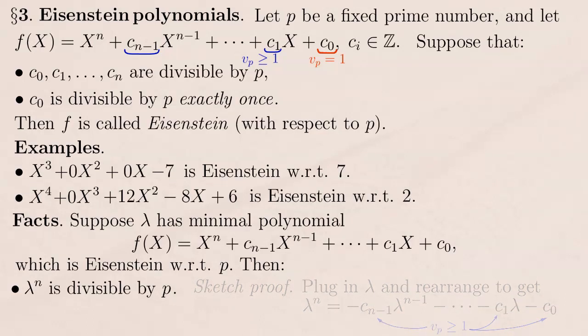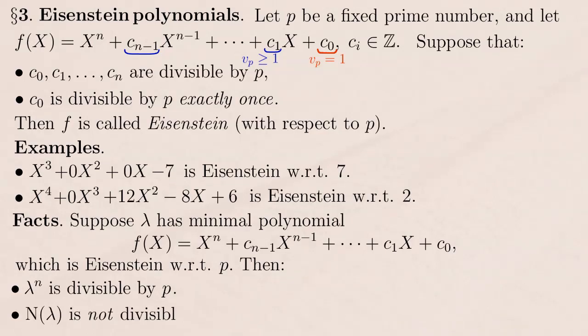Okay, and the second fact we'll need is the following. The norm of lambda is not divisible by p squared. Well, if you remember that the norm is plus or minus c0, then this just follows from the definition of an Eisenstein polynomial. We've insisted that c0 is not divisible by p squared.